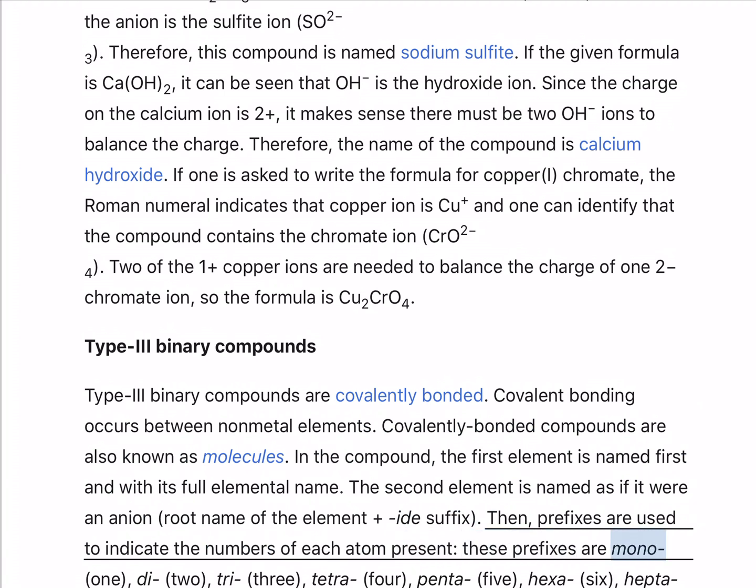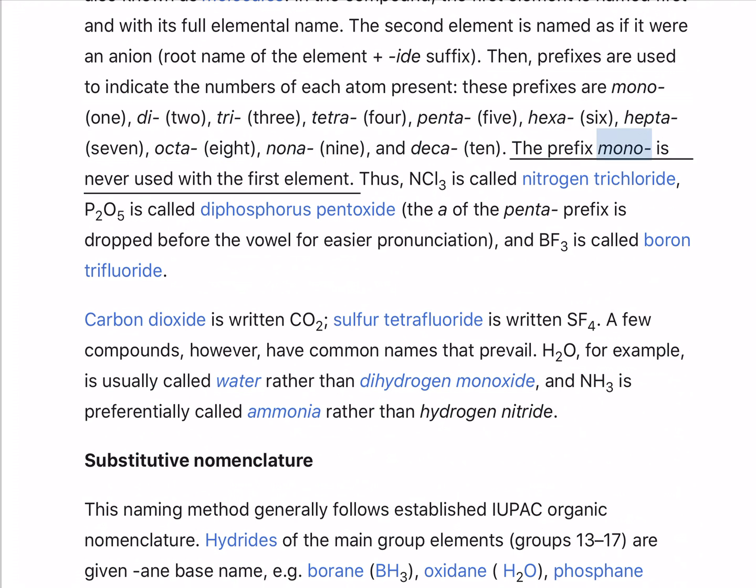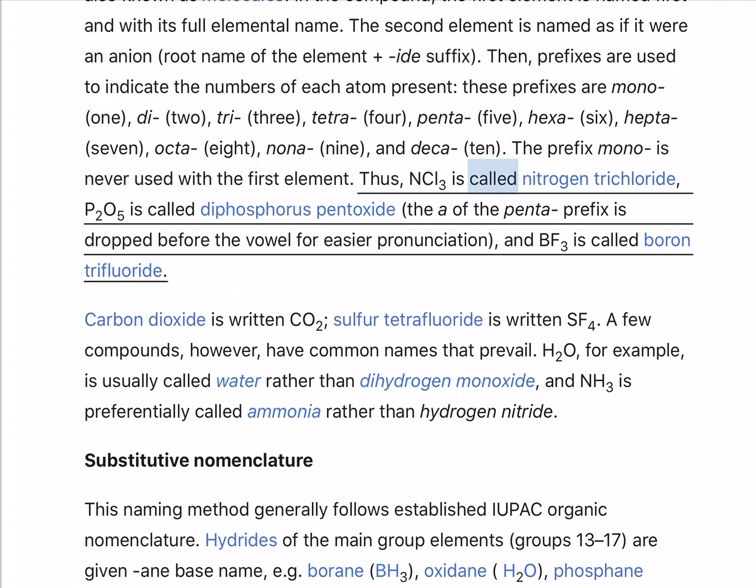These prefixes are mono, 1, di, 2, tri, 3, tetra, 4, penta, 5, hexa, 6, hepta, 7, octa, 8, nona, 9, and deca, 10. The prefix mono is never used with the first element. Thus, NCl3 is called nitrogen trichloride, P2O5 is called diphosphorus pentoxide, the a of the penta prefix is dropped before the vowel for easier pronunciation, and BF3 is called boron trifluoride.